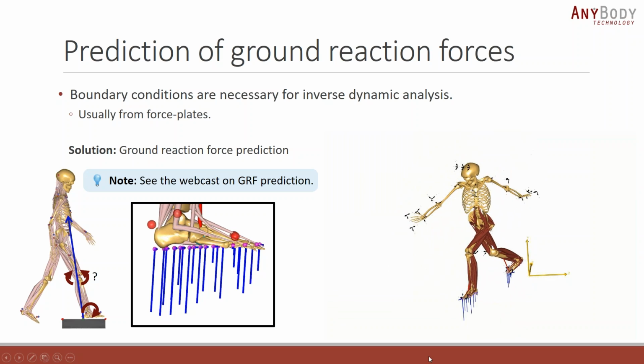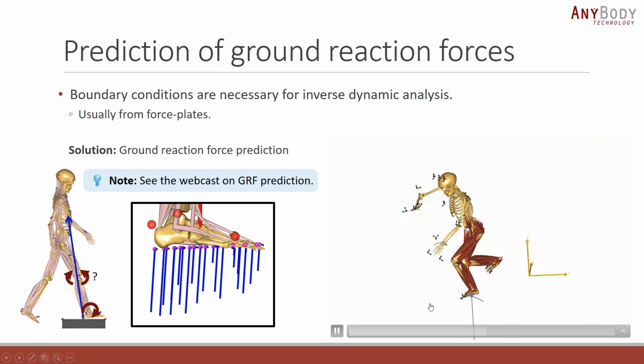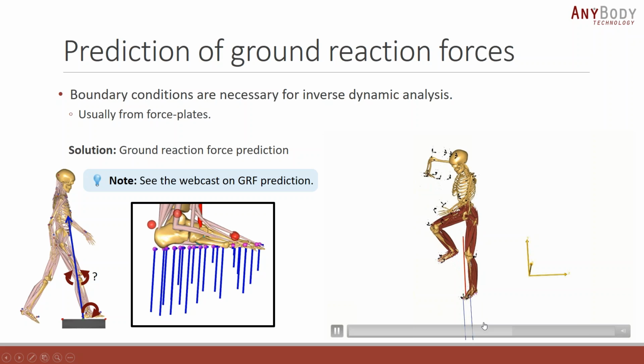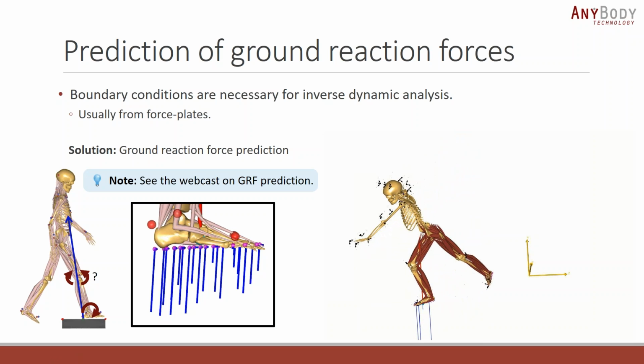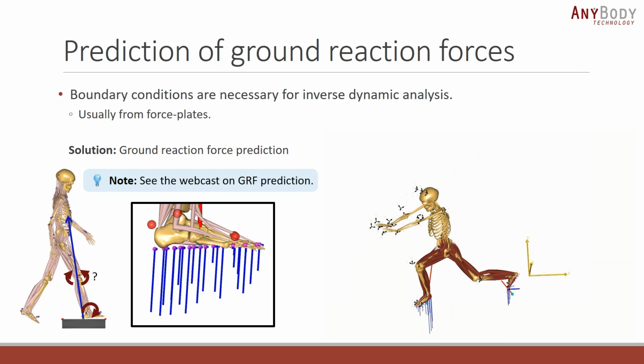So in this example here, it's actually calculating the muscle forces. At the same time, it's doing the ground reaction force prediction for this human. Doing some sort of Tai Chi, maybe.